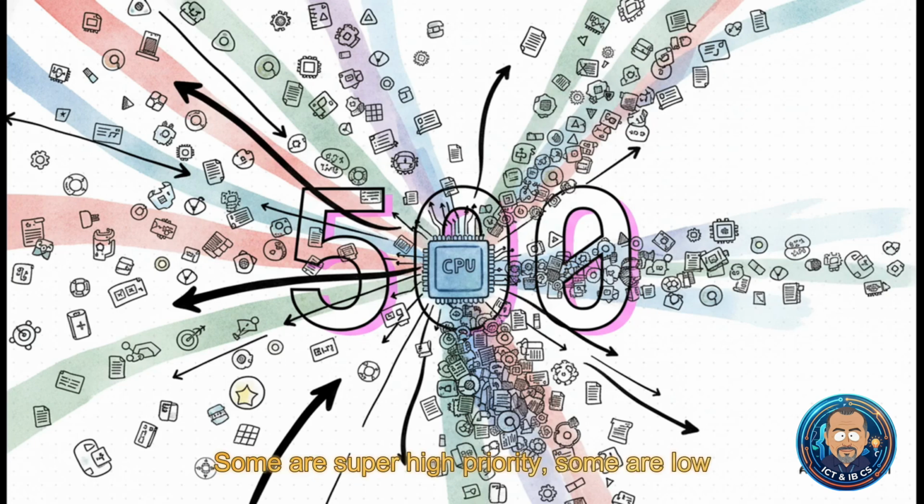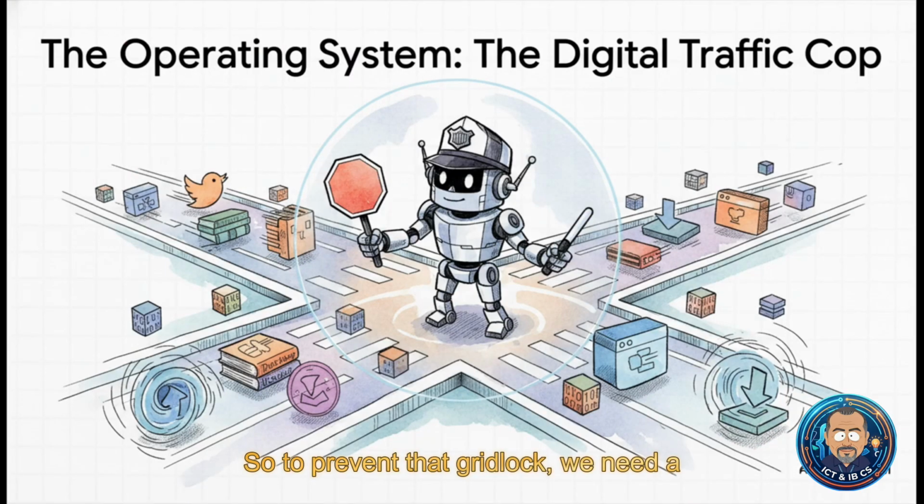Some are super high priority, some are low priority. Some are incredibly complex math, and some are really basic. And they're all jumping in and out of the processing queue at speeds we can't even really comprehend. If they all tried to grab the CPU's attention at the exact same millisecond, it would be absolute, total gridlock. So to prevent that gridlock, we need a boss, a master orchestrator, if you will. And that, of course, is your operating system.